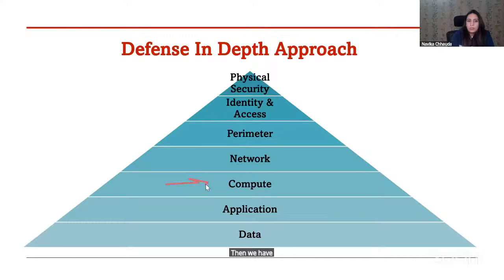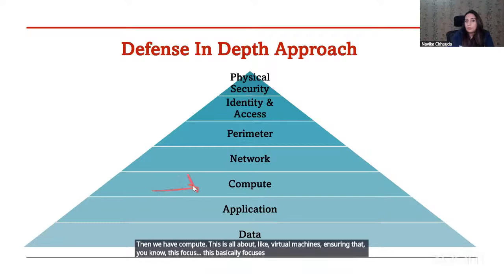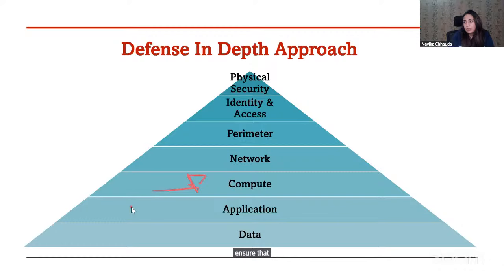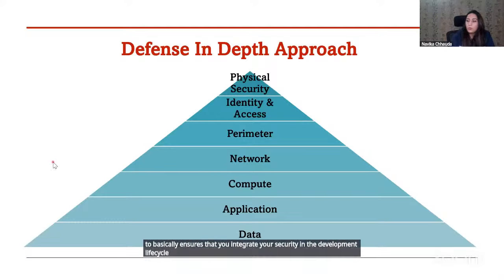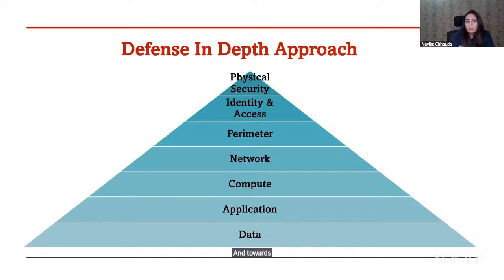Then we have compute. This is all about virtual machines; this layer focuses on your compute resources, ensuring that they're secured. And then you have your application. Think of your development life cycle. It ensures that you integrate security into the development life cycle properly so that there are no vulnerabilities. And towards the end comes your data. In data you can also ensure where to store, how to store, control the access and all of that stuff. The idea is to protect the data. So one layer is this as well, and it can be protected as well.